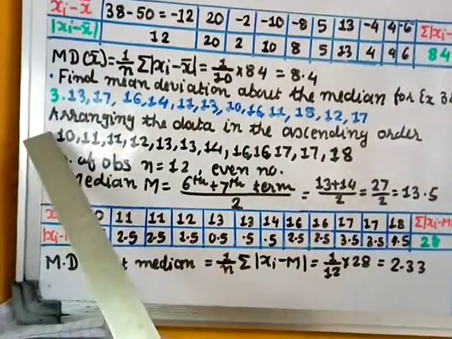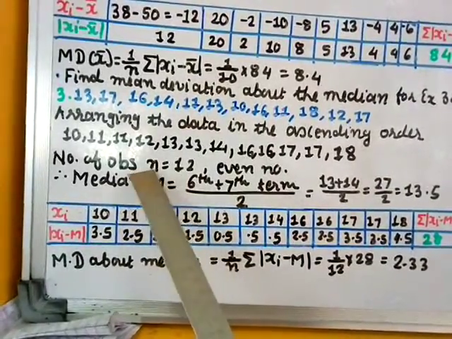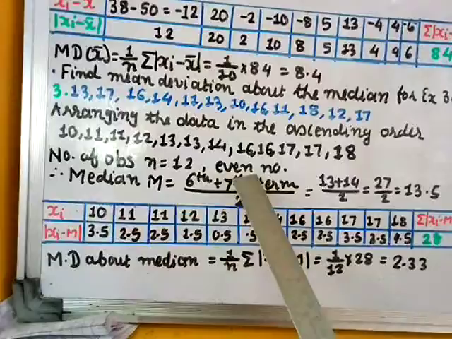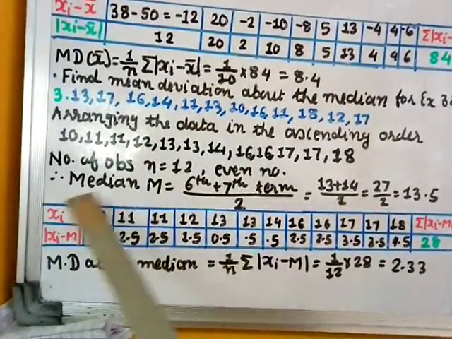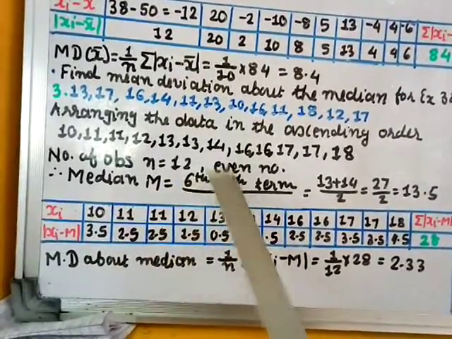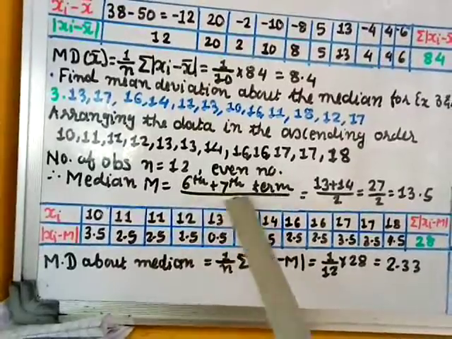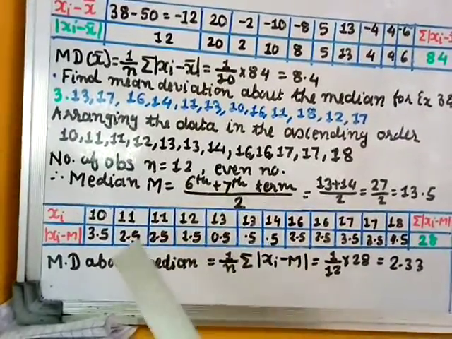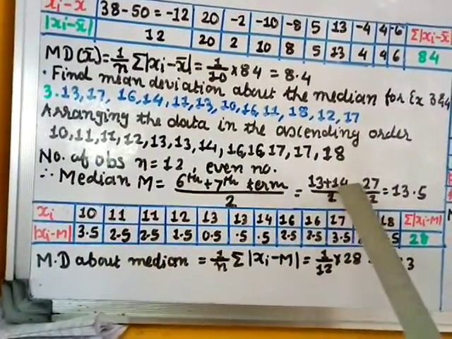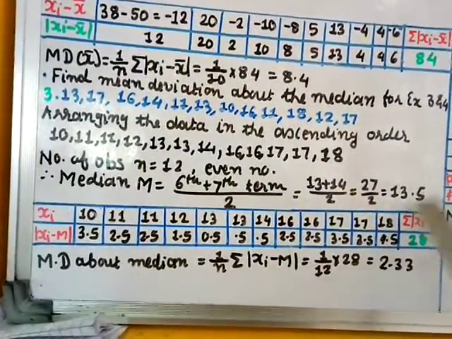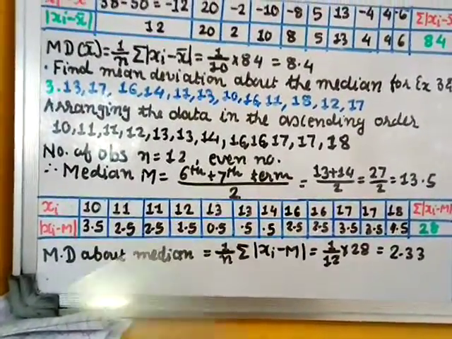First, find the number of observations, that is 12. Call it n equals 12. This 12 is an even number, so we divide by 2, and 12 by 2 is 6. That means the median will be from the 6th and 7th terms. Their mean you have to take. So find the 6th and 7th terms from here, find the sum of these, divide by 2, and that value will be your median. I hope you understand how to find the median. So we found the median.